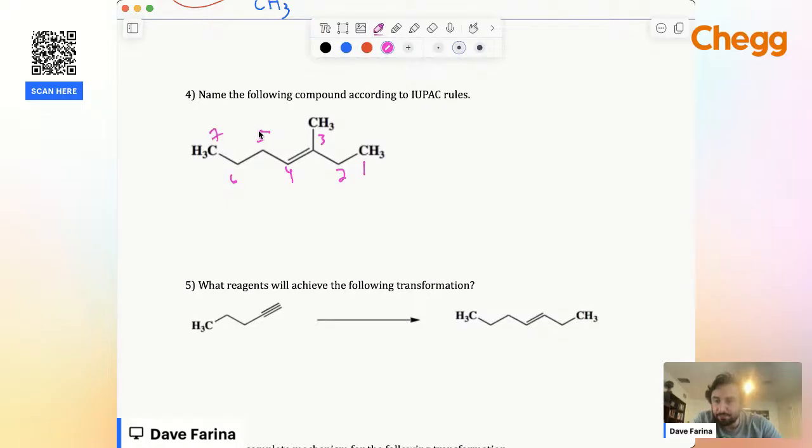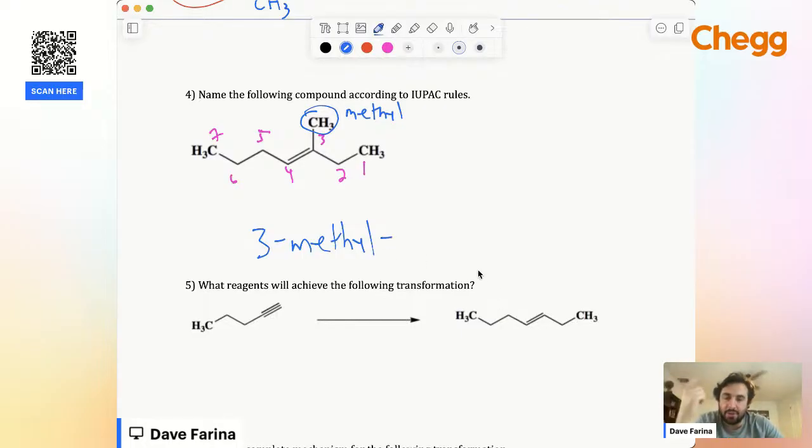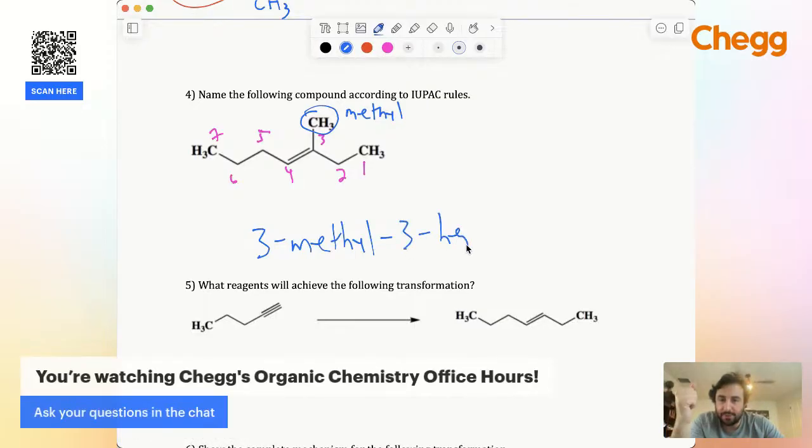6, 7. So we have a heptene, and then all that's left is we have to name any substituents, and here we only have one. So this is going to be 3-methyl, right? First, we list the substituents, and then we need to say where the double bond is occurring. Otherwise, it would be ambiguous, right? We need to state where the double bond begins. So this is 3-methyl-3-heptene. Also acceptable is 3-methylhept-3-ene.